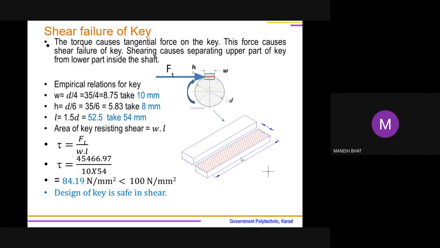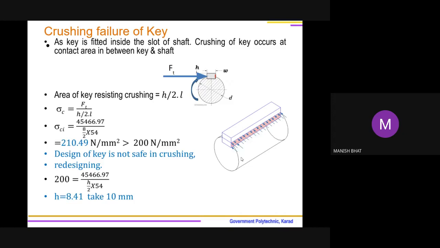But another possibility is there, not by shear. It may fail due to crushing, as key is placed inside the slot of shaft. We know that whenever there are two elements in contact with each other, there is possibility of crushing. The contact area is going to resist the crushing action. So we are supposed to find that contact area. That contact area is shown in a diagram. You can see that at the side crushing will occur.